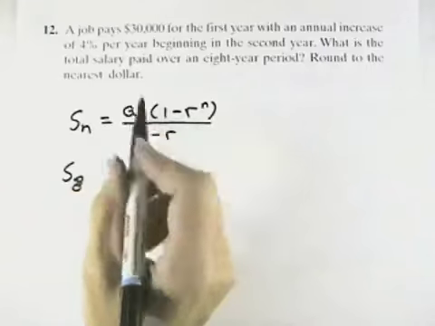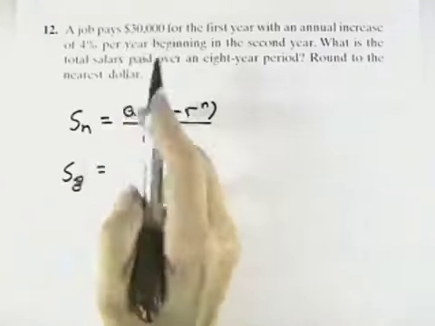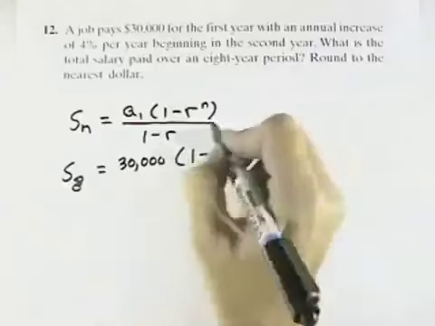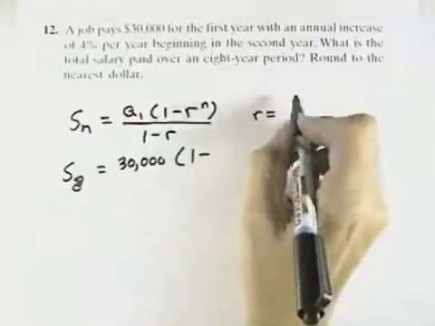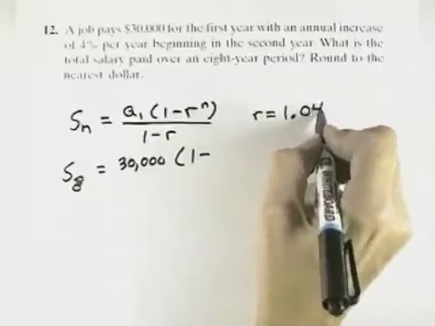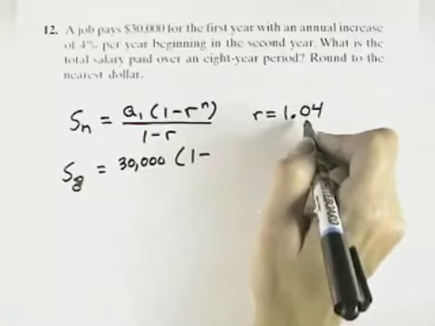Looking at this, we can see that the first term in our series is 30,000, because that's what our pay is starting at. Then 1 minus our common ratio. Well, if you have 30,000 and you want 4% more than that, you multiply it by 1.04, which is 104% of the one you have, and that will give you a 4% increase.